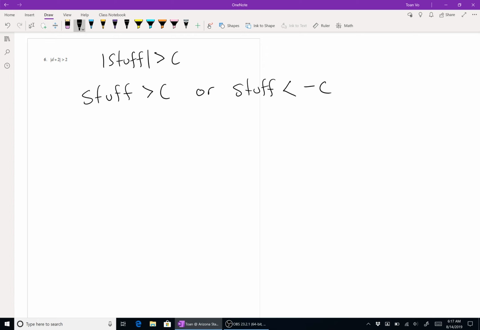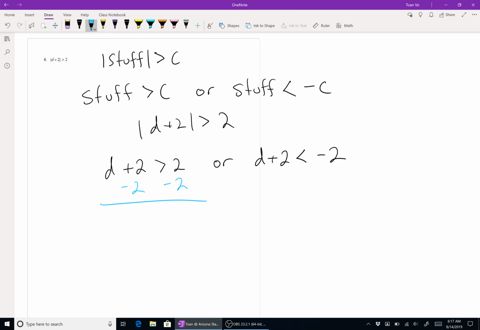So in this particular instance, if we have absolute value of d plus 2 is greater than 2, my two setups would be the normal problem as is, d plus 2 is greater than 2, put the OR there, and then the stuff inside the absolute value, d plus 2, flip the symbol, and flip the sign on the number. Then you just go ahead and solve these two inequalities using the same steps. You're going to have the minus 2, giving you d is greater than 0, or minus 2, d is less than negative 4.